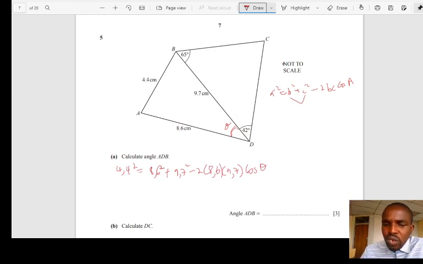Then 4.4 squared, what do you get? 4.4 squared is 19.36. Then 8.6 squared plus 9.7 squared, you get 168.05. Then 168.05 minus 2 times 8.6 times 9.7, 166.84.